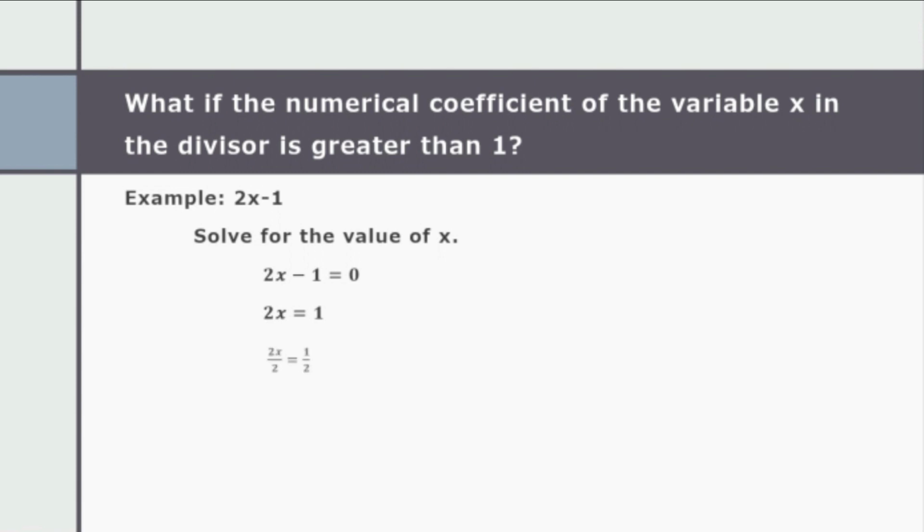Then in order for us to get the value of x, we need to divide both sides by 2 to eliminate the 2. So we have 2x over 2, which is equal to 1/2. 2x over 2 is equal to 1x, or simply x. Then we have 1/2. So therefore, the value of x is equal to 1/2.